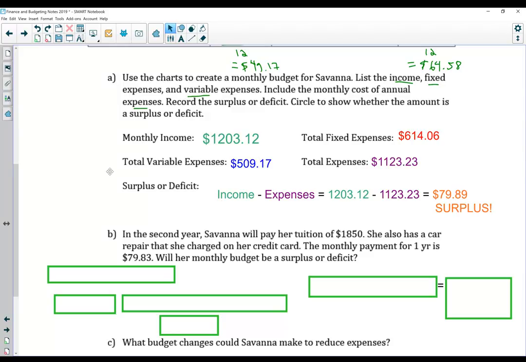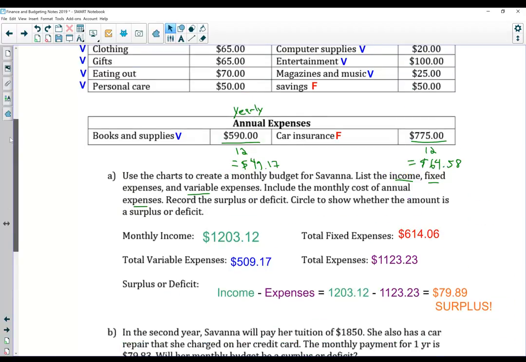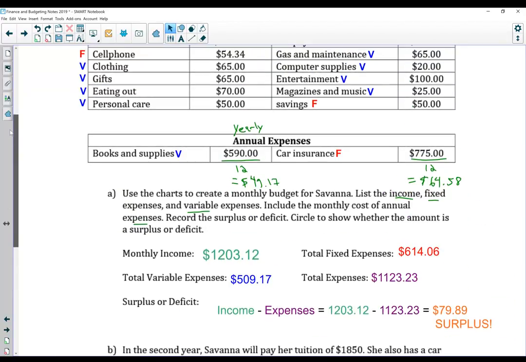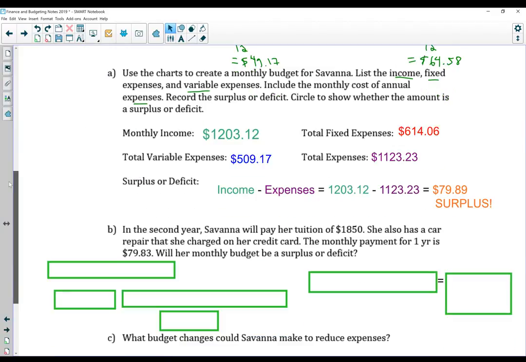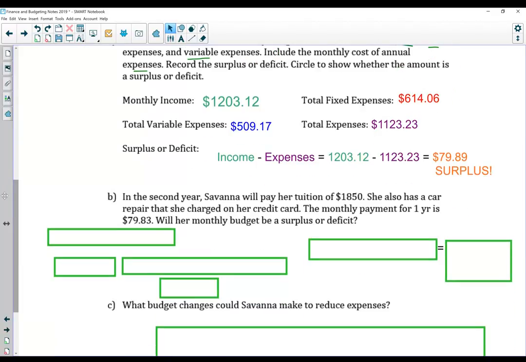So that's good for her right now. She's running a budget that has about $80 left over, and that's with all of her expenses accounted for, things like eating out and entertainment. So that's really good. She has some money left over, so she could just save that money, put it in the bank probably.